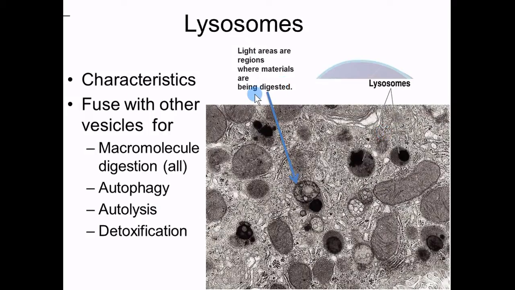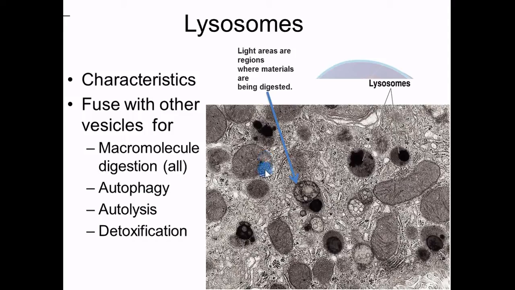So lysosomes, I already kind of covered the characteristics you need, but here are some major purposes. It fuses with other vesicles, and it does digestion, so it can break down all the macromolecules: fats, lipids, which are the same thing, proteins, and carbs. Autophagy, which means it can eat the cell. It can eat its own cell.